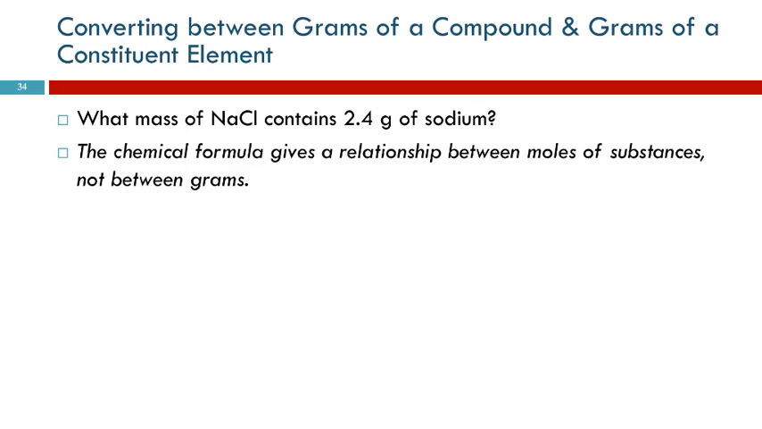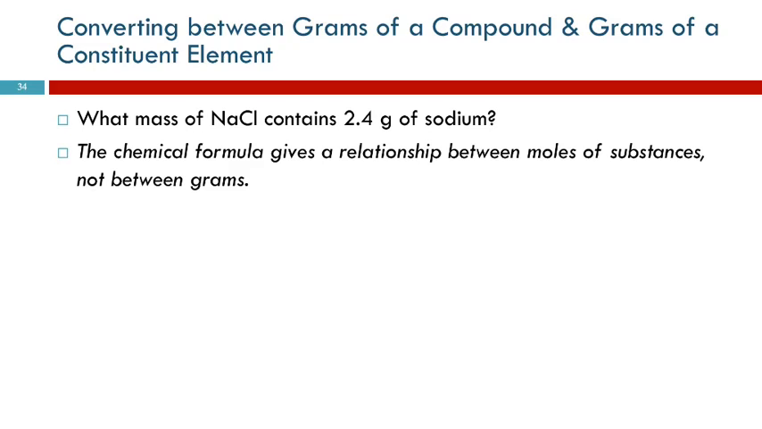Okay, so that was moles to moles. What if we are converting between grams of a compound and grams of an element in that compound? And this goes back to the beginning question that we talked about at the beginning of this chapter. How many grams of salt could you consume without going over the recommended number of grams of sodium? Because it's going to be more than the number of grams of sodium because there's also chlorine in there. So what mass of sodium chloride contains 2.4 grams of sodium?